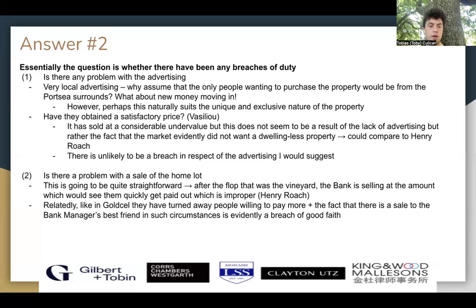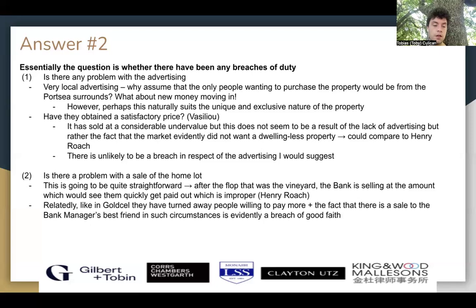Even if they had to spend more on advertising, advertised it widely, you come back to this point, the market doesn't want it. So they would have just been blowing money up the air. Come buy this property, no one wants it. So yeah, the advertising is not really the issue here.